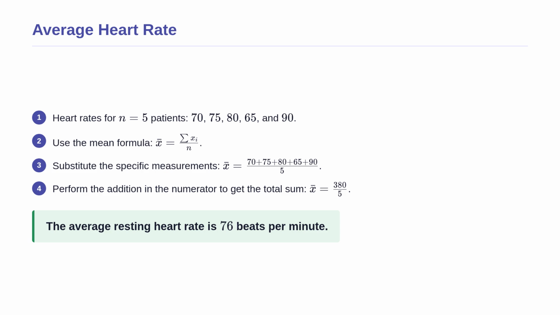We set up our formula, placing the sum of our 5 specific measurements in the numerator and the total count of 5 in the denominator. Adding the rates gives a total of 380. Dividing by 5 yields 76. This single number helps the nurse quickly understand the group's general cardiovascular health.